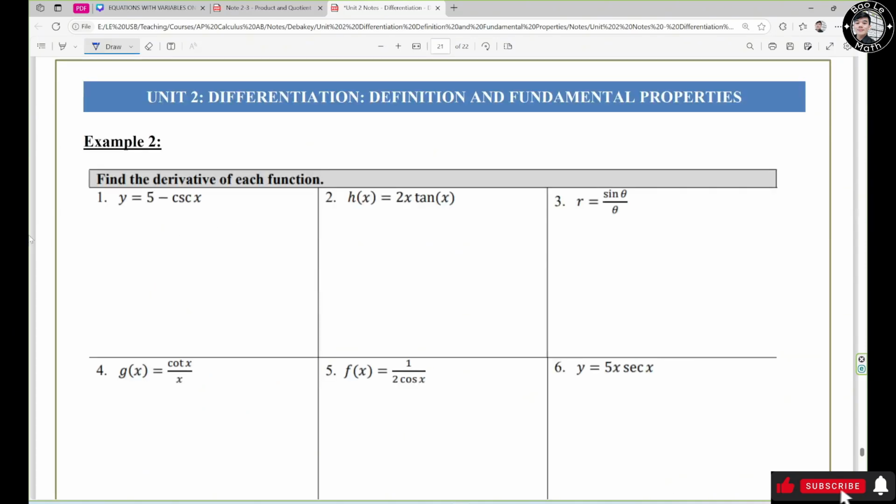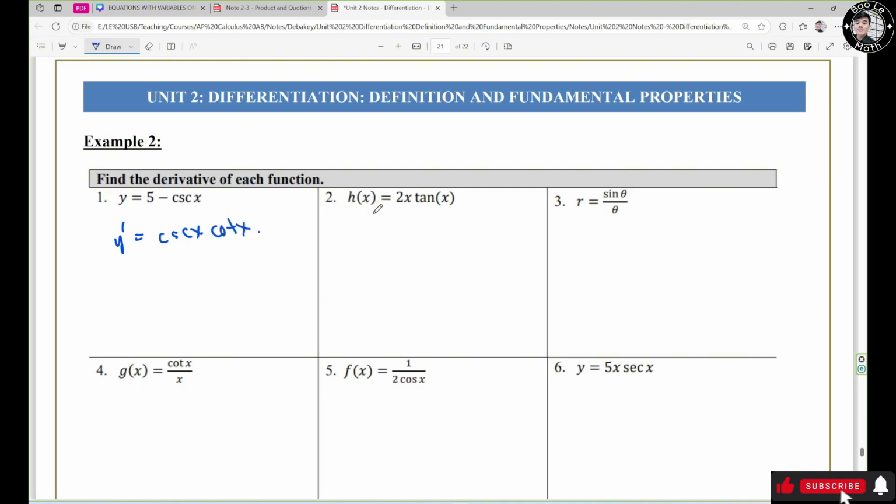Now, example number 2, find the derivative of each of the following. So, y prime equals the derivative of phi, which equals 0. The derivative of cosecant s is negative cosecant s times cotangent s. And you have the negative sign here, so it turns out to be positive. So it should be cosecant s cotangent s.